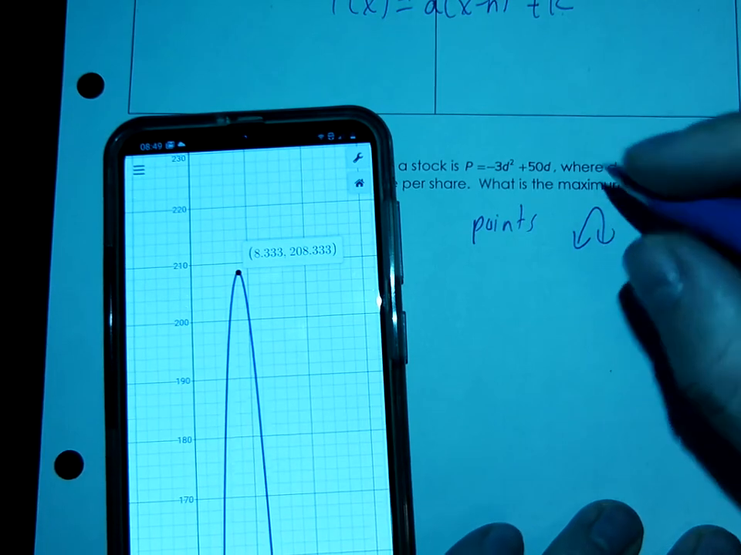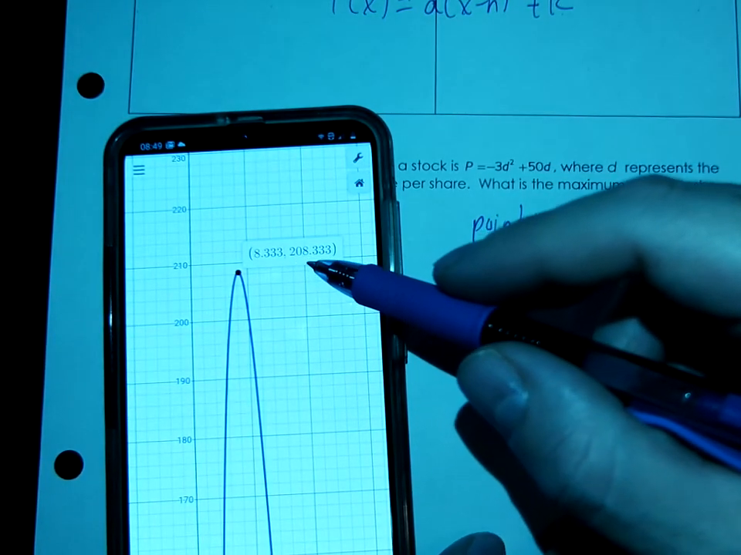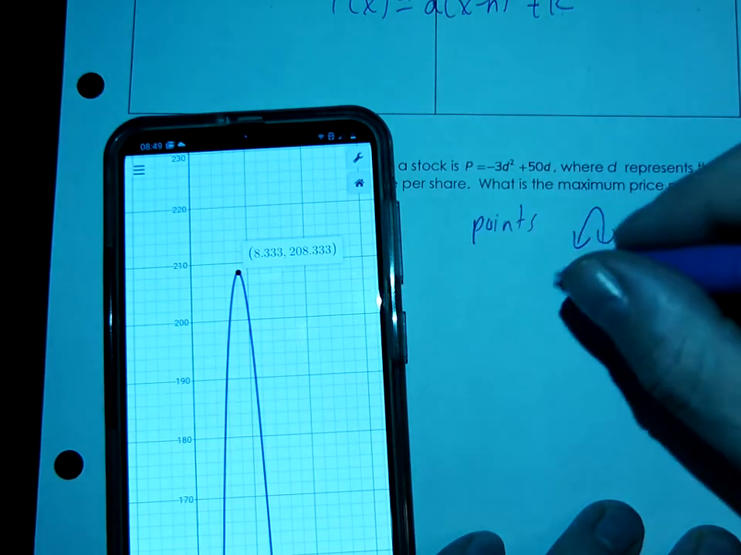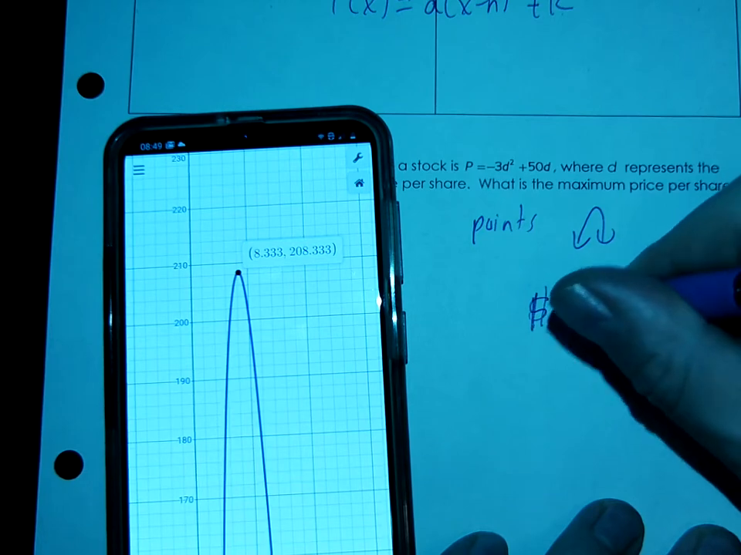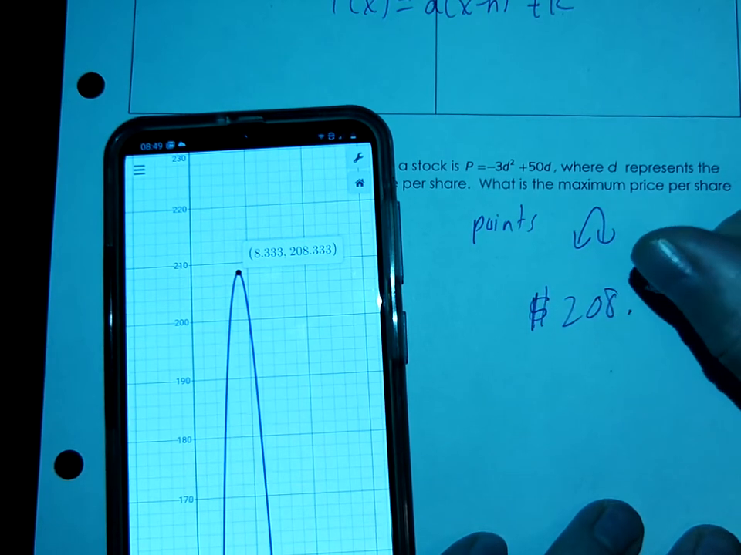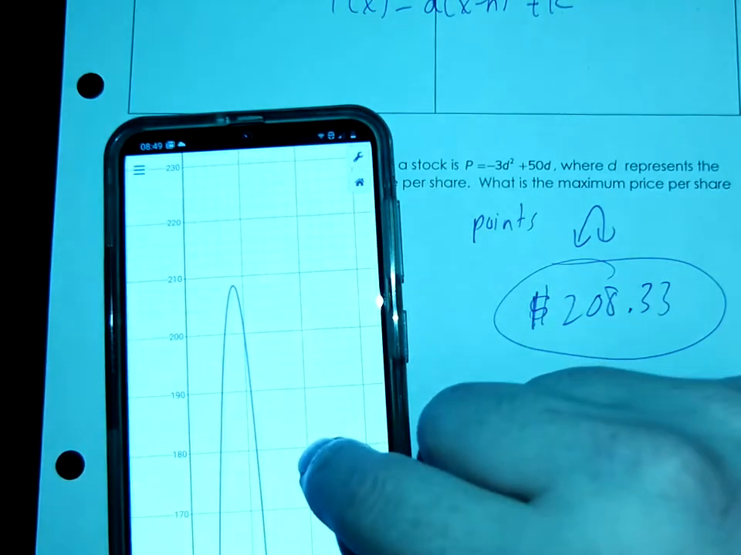So what does that value mean? It means at 8 1/3 days, the stock trades at $208. So my maximum price is the Y value here. $208.33 is the maximum price per share.